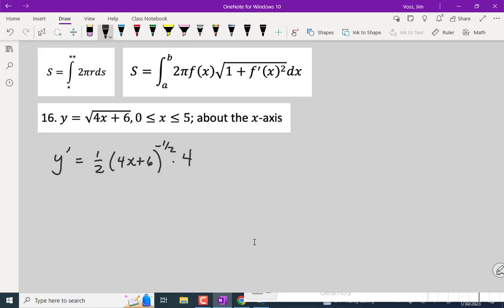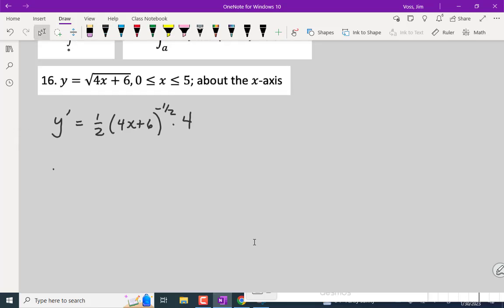How does that look to everybody? Seems plausible. Then we have to square this. I think we're going to end up with that. Stare at that for a moment and tell me if you agree. So we have a 4 in the numerator, a 2 in the denominator. That simplifies to a 2 up top. Then we square it and get a 4 up top.